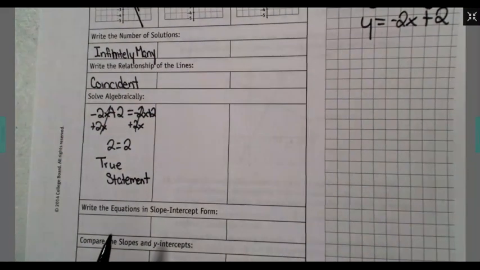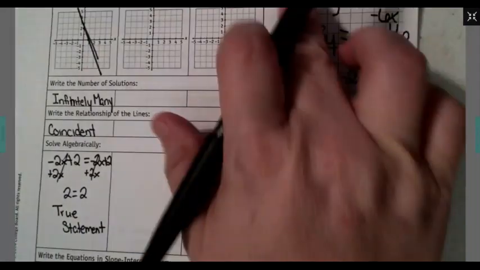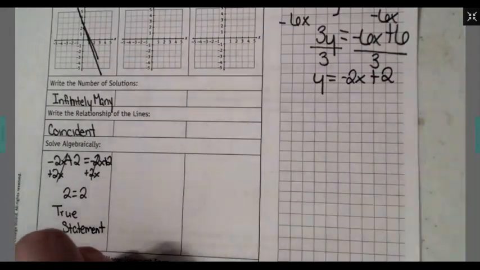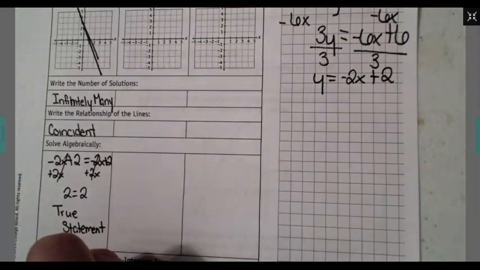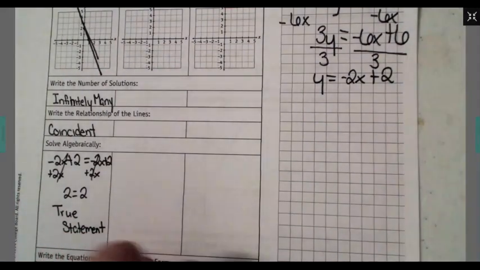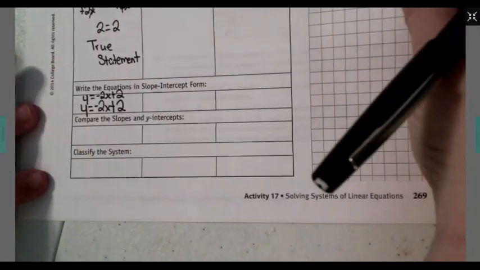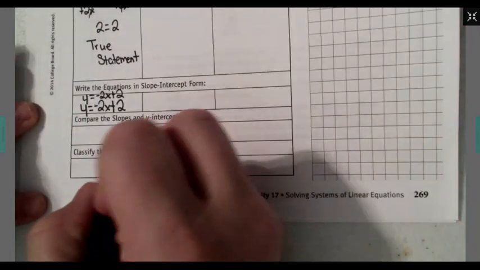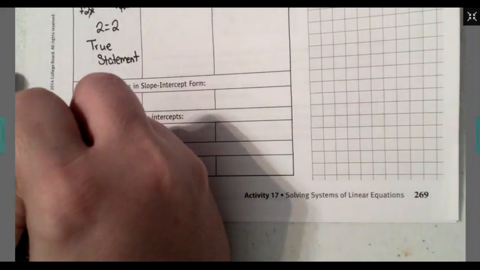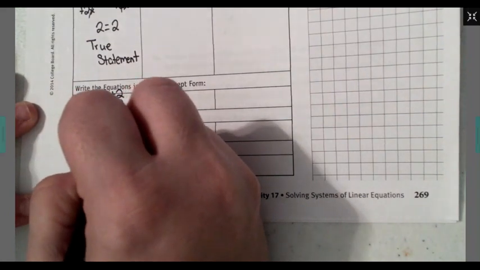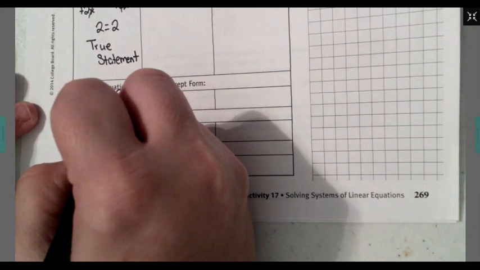It asked us to write the equations in slope-intercept form, which is what I actually did over here off to the side. And that was y equals negative 2x plus 2 for both. Sorry, can't see what I wrote. It says compare the slopes. My slopes were m equals negative 2, and my b's were 2. They were the same for both.